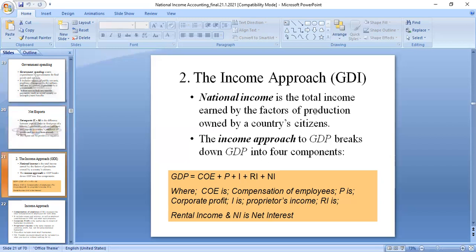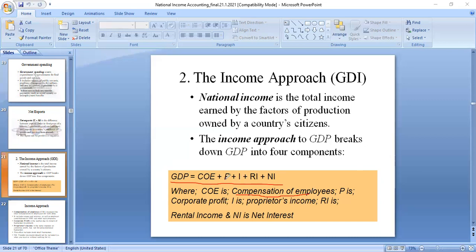Our method for the income approach is, of course, at the end of the day, all GDP. You may be asking, why is it GDP? You can call it GDP, or you can call it GDI, gross domestic income, or gross domestic product. It's all the same thing. So our method for the income approach of measuring national income will be given by GDP being equal to compensation of employees. COE stands for compensation of employees.